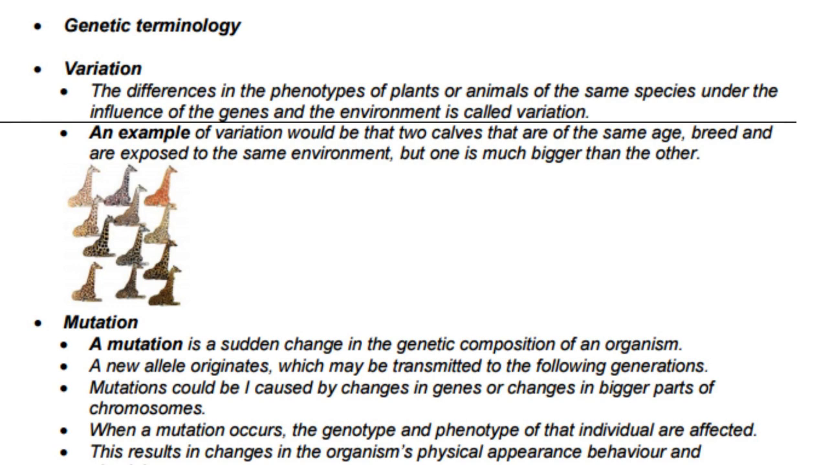Mutation. A mutation is a sudden change in the genetic composition of an organism. A new allele originates, which may be transmitted to the following generations. Mutations could be caused by changes in genes or changes in bigger parts of chromosomes. When a mutation occurs, the genotype and phenotype of that individual are affected. This results in changes in the organism's physical appearance, behavior, and physiology.